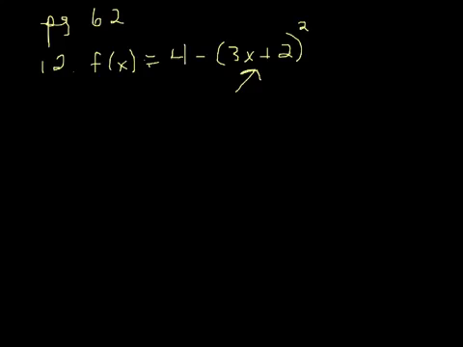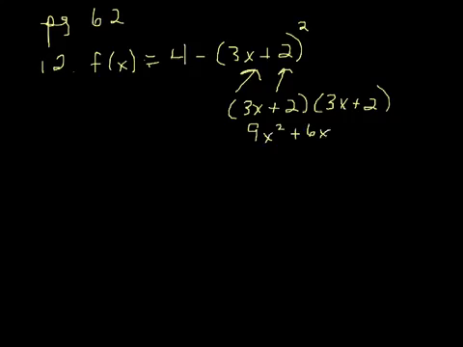You cannot just square the first term and then square the second term. It doesn't work like that. Remember what (3x plus 2) squared means? It means multiply 3x plus 2 times itself. You got all kinds of FOIL going on up in here. So that gives you 9x squared plus 6x plus another 6x plus 4, right? Because you do first times first, outside, inside, last.